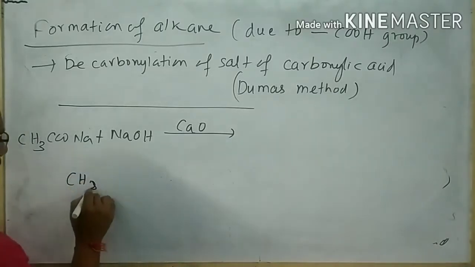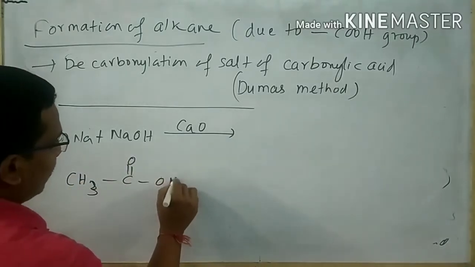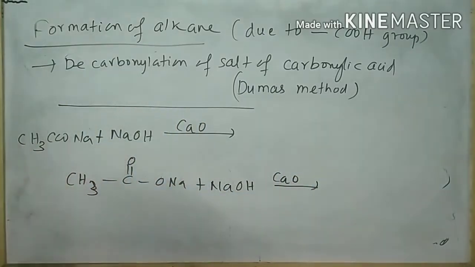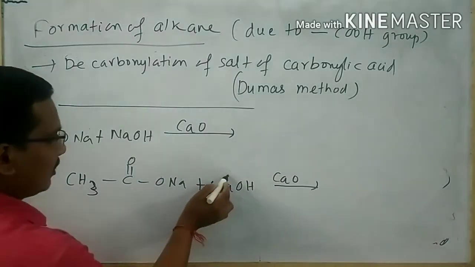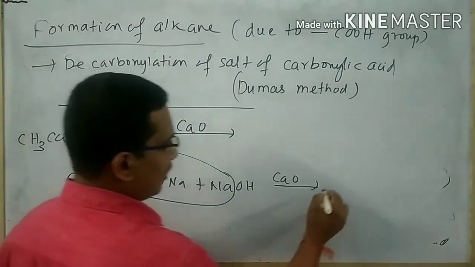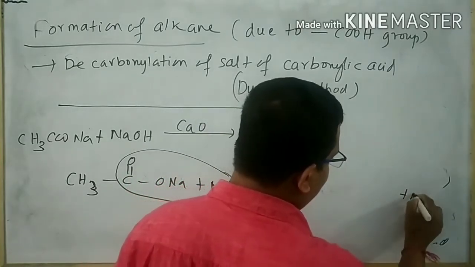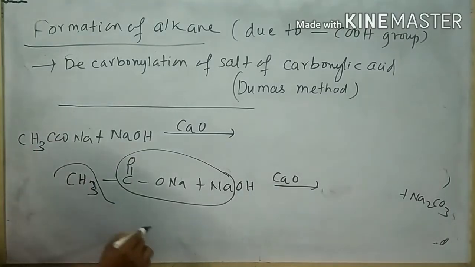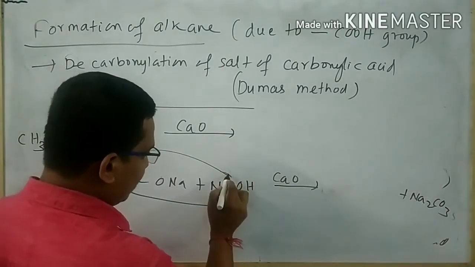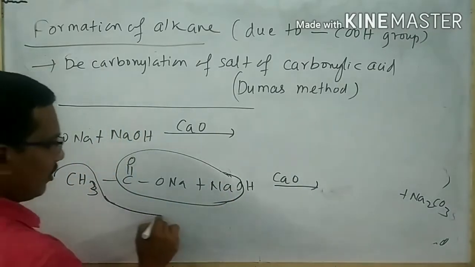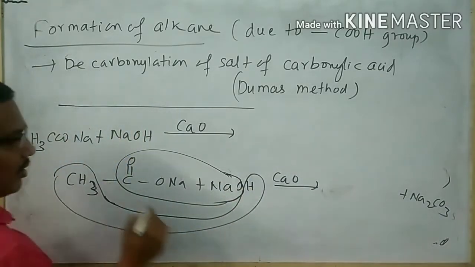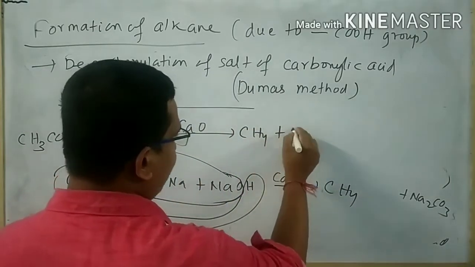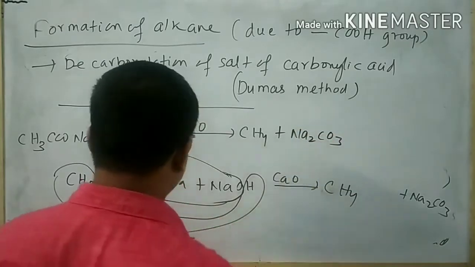This is sodium acetate. When it reacts with sodium hydroxide in the presence of calcium oxide, then sodium carbonate is formed. This is sodium carbonate, the byproduct Na2CO3, and the rest, this portion, is the alkyl group, and it reacts with hydrogen and gives CH4. So the product is CH4 plus Na2CO3.